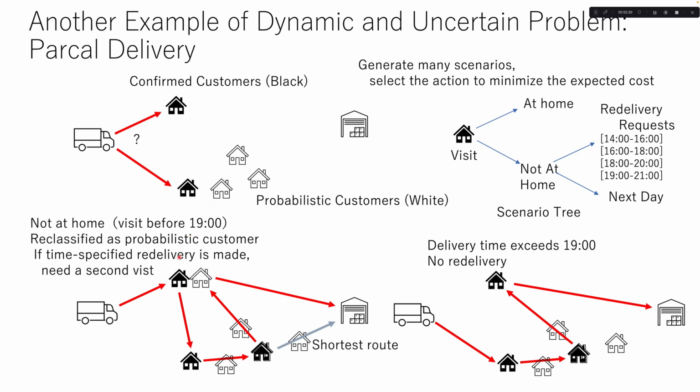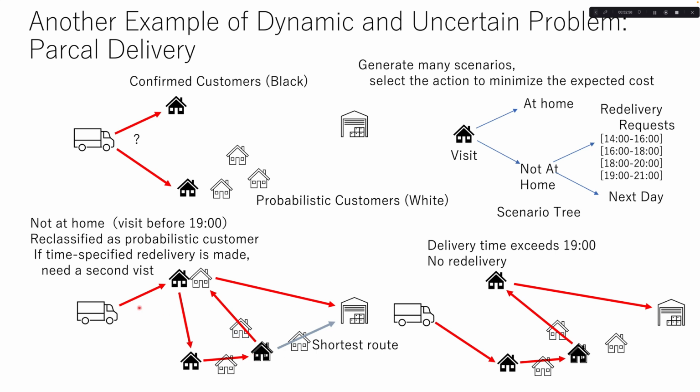If the customer is not at home and the visit occurs before the 1900 hours cutoff time, a delivery notice will be left. In such cases, as depicted in the top right scenario, the redelivery request may either be scheduled for a specific time or deferred to the next day. As shown in the bottom left diagram, if the truck first visits the upper confirmed customer and they are at home, the truck can return to the depot along the shortest route, indicated by the gray line.